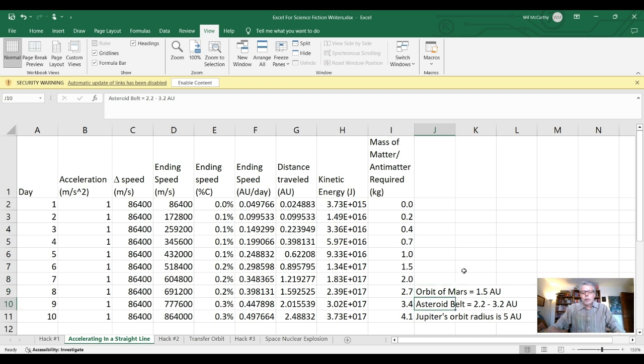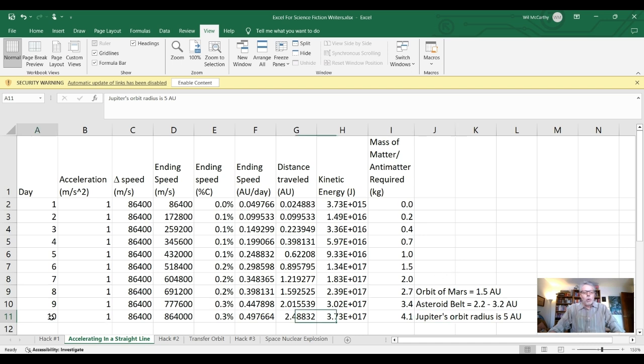The asteroid belt sits at 2.2 to 3.2 AU. So in 10 days, we can get pretty deep into the asteroid belt, though not all the way through it. And we will not, unfortunately, reach Jupiter. The orbit of Jupiter's radius is 5 AU. So at the end of 10 days, we won't have gotten that far.